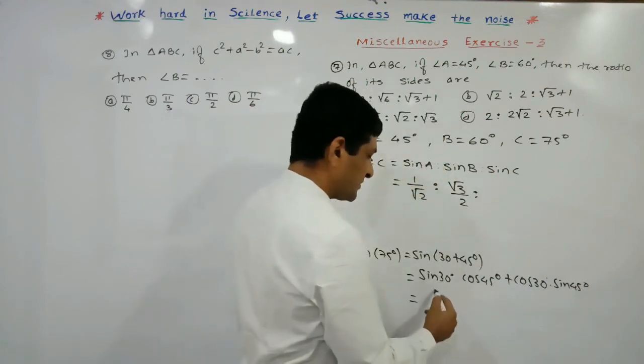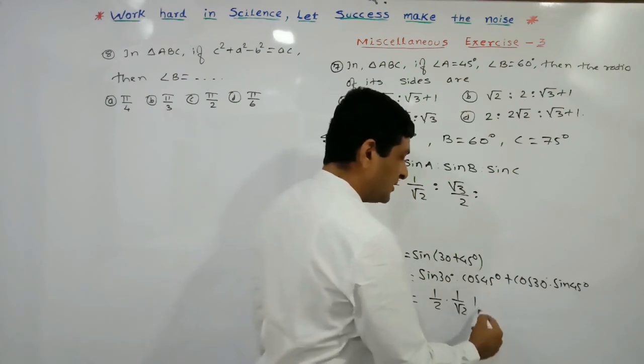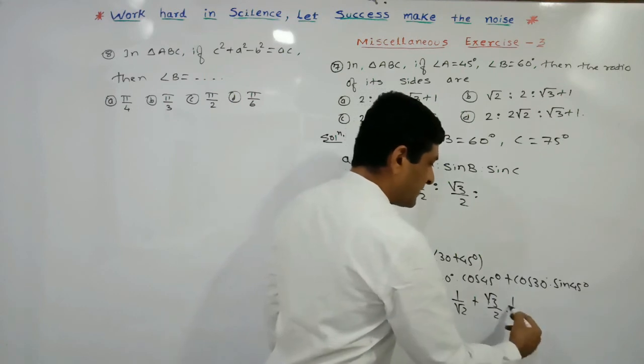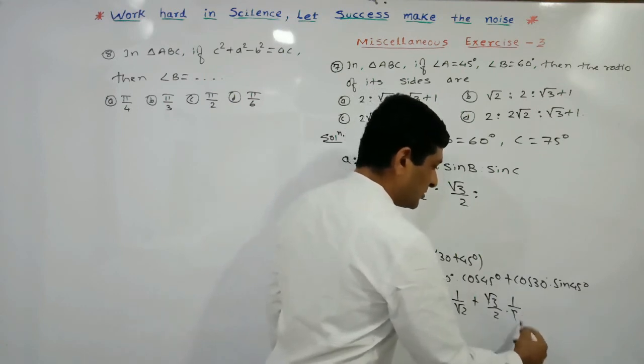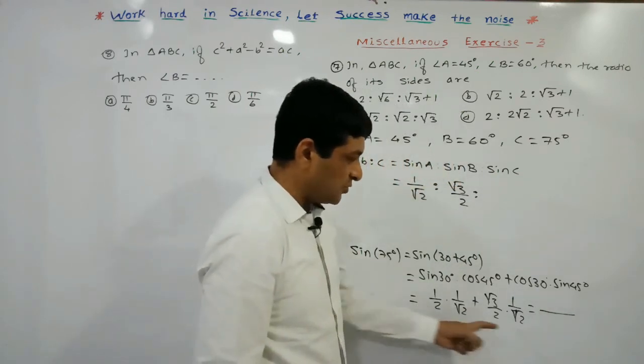Remaining part is just to substitute the values. Sin 30 is 1 by 2, cos 45 is 1 by root 2, cos 30 is root 3 by 2, and sin 45 is equal to 1 by root 2. Now we can observe that the denominators of both the terms are the same, 2 root 2, 2 root 2.